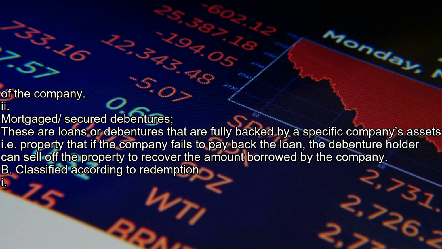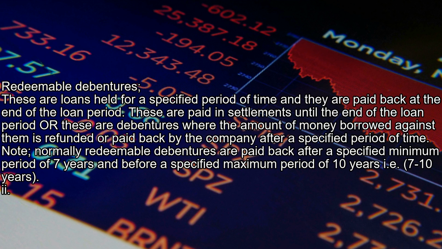B. Classified according to redemption. I. Redeemable debentures. These are loans held for a specified period of time and they are paid back at the end of the loan period. These are paid in settlements until the end of the loan period, or these are debentures where the amount of money borrowed against them is refunded or paid back by the company after a specified period of time. Note, normally redeemable debentures are paid back after a specified minimum period of 7 years and before a specified maximum period of 10 years, i.e., 7 to 10 years.